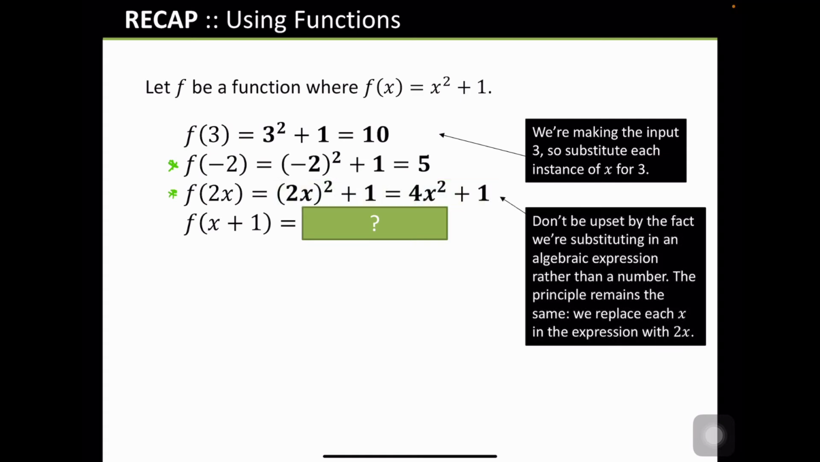Composite functions, of course. So you sub this in for x instead of this x, and so it's 2x squared plus 1. You get 4x squared plus 1. Here you have to sub in x plus 1 instead of this x. So it's going to be (x plus 1) squared plus 1.